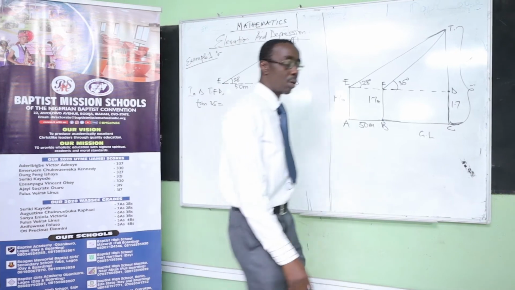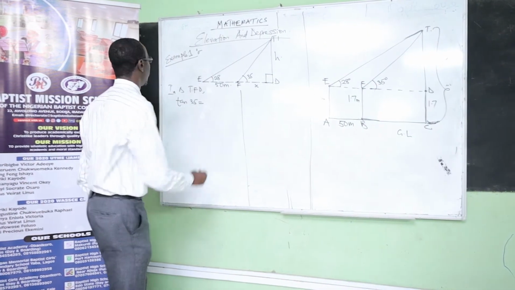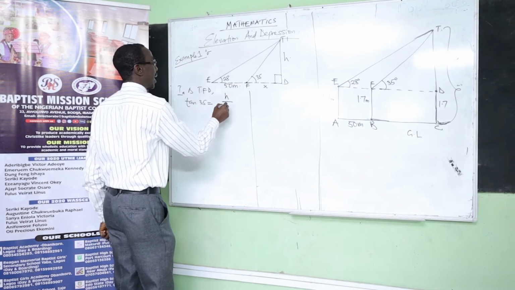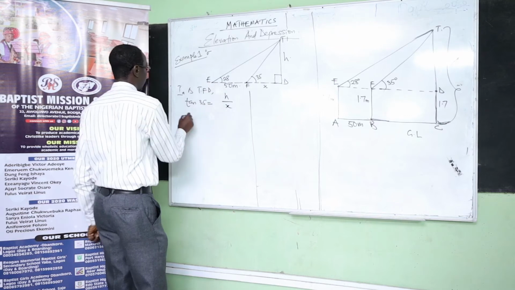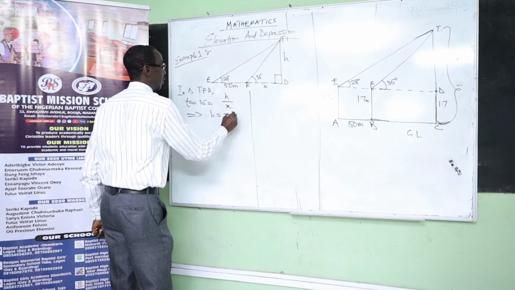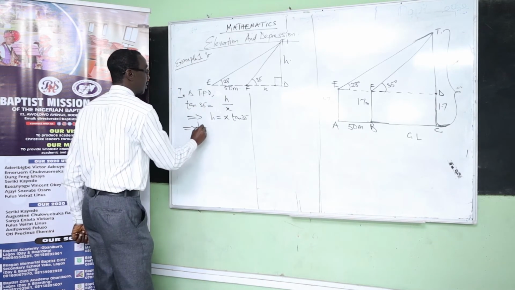So, we can continue what we are doing. Yes or no? Yes, tan 35 will be what? H, that's opposite over the adjacent. That's h over x. This implies that h is equal to x tan 35. This also implies that h is equal to what?